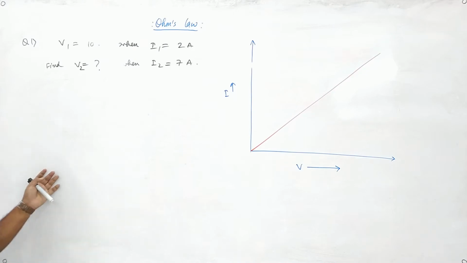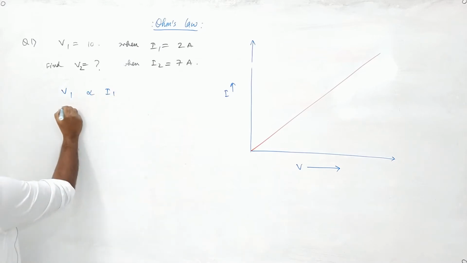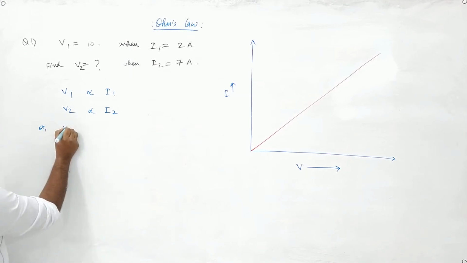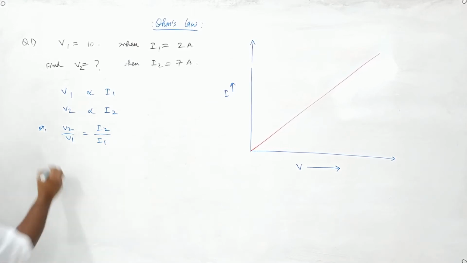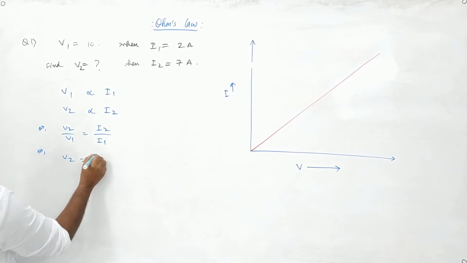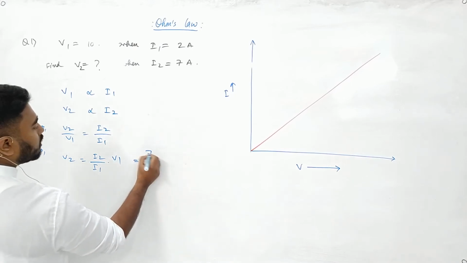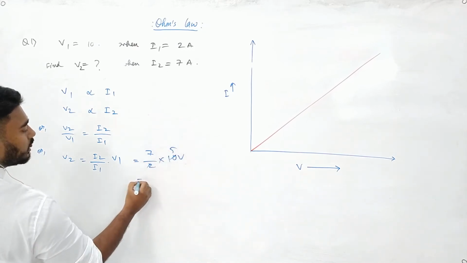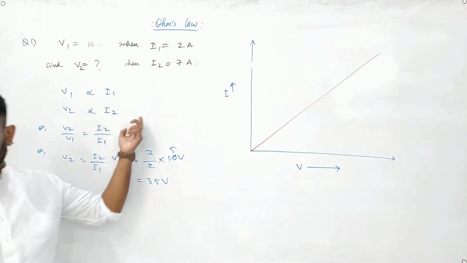See, V1 equals to 10 volt, I1 equals to 2 ampere. According to Ohm's law, we know V1 will be proportional to I1. In the same way, V2 will be proportional to I2, right? So can I write this as V2 by V1 will be equal to I2 by I1? Or can I write V2 will be I2 by I1 times V1? Okay, what is I2? 7, I1 2, V1 is 10 volt. So this will cut out and that will be 35 volt. Okay, we can only do it because it follows Ohm's law.